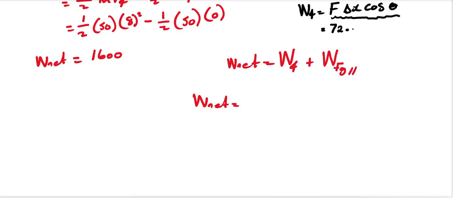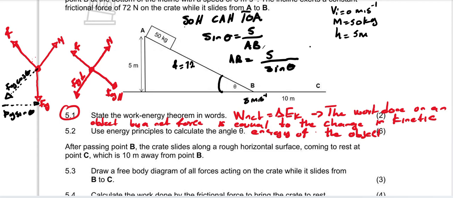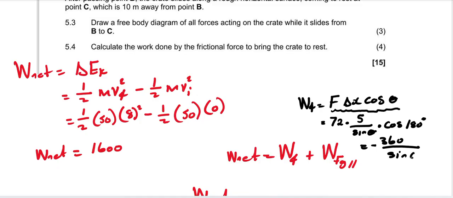Here, change in x is 5 all over sine theta. What is your cos? Since your friction is opposing the motion of an object, we're going to say cos 180. Friction, cos 180 degrees. And then when we punch the calculator here, we're left with negative 360 all over sine theta. This is our work done by frictional force. Let's come and record it.